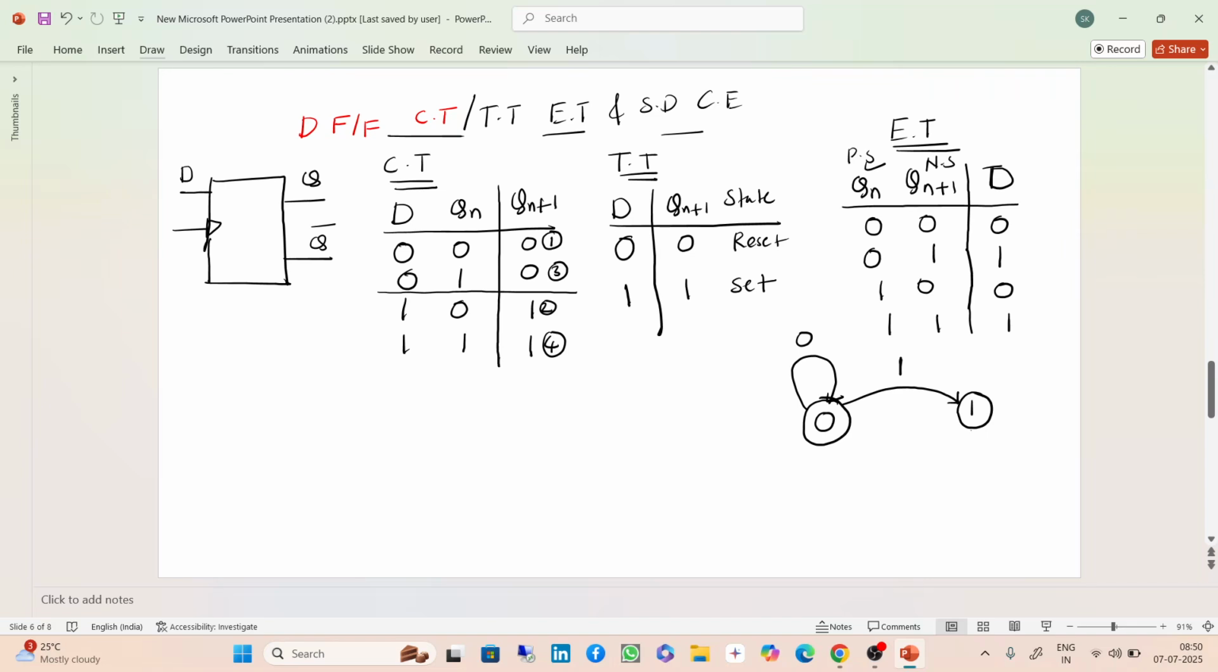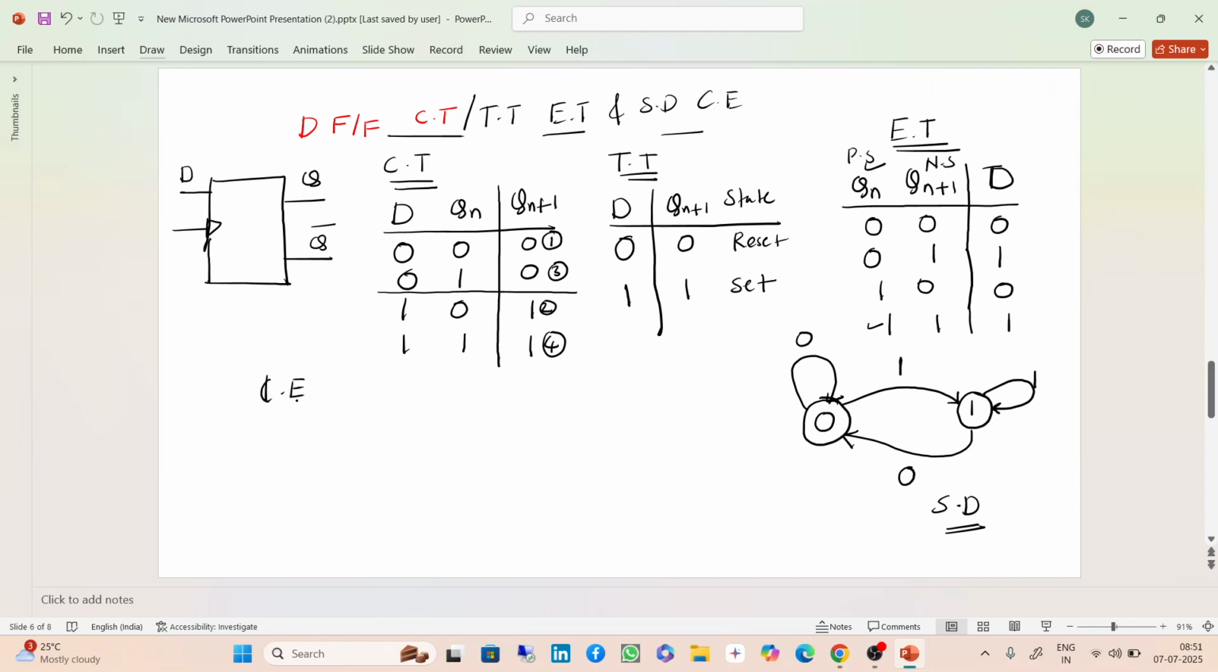Present state is 1. What is the next state? 0. Okay, so what is the input? 0. And see this one: when the present state is 1, the next state is the same state. What is the input? 1. So the input is 1. Okay, so this is the state diagram. And from the characteristic table you will get the characteristic equation.